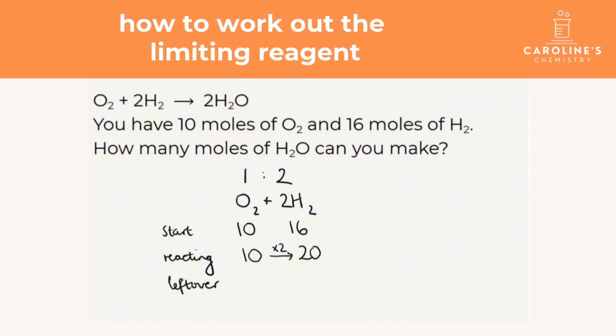That doesn't work because we don't have 20 moles, we only have 16, and you can't magic up that extra amount. So instead, let's start with this 16 hydrogen moles and now apply the ratio this way round. So we're going to divide that by 2 to get it to fit this ratio. That means 8 moles of the oxygen will react. That works because we had 10 moles and 8 of it will react, so 2 are left over.